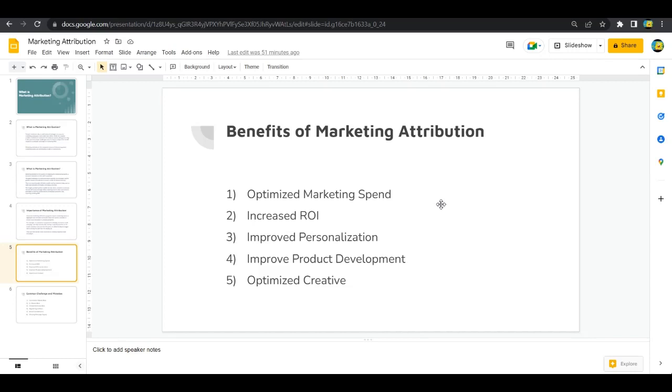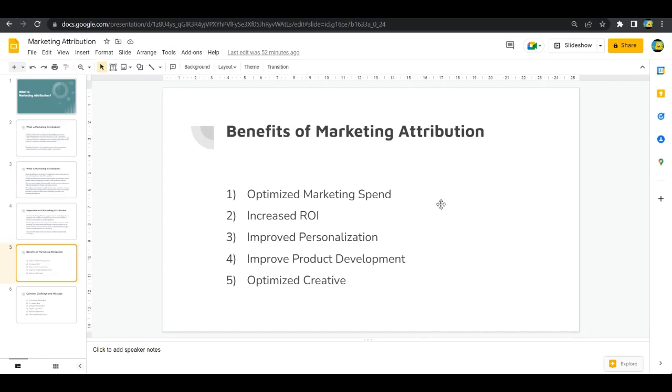Then there's effective product development, right? So that means that personal level attribution allows marketers to better understand the needs of the consumer. These insights can then be referenced when making updates to the product to target the functionality that consumers want.